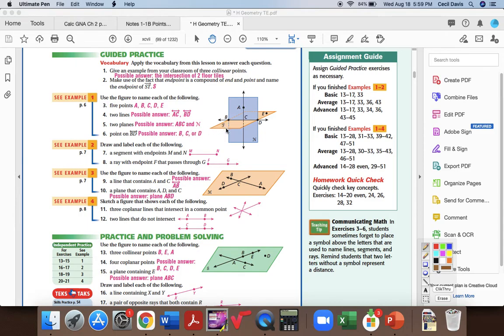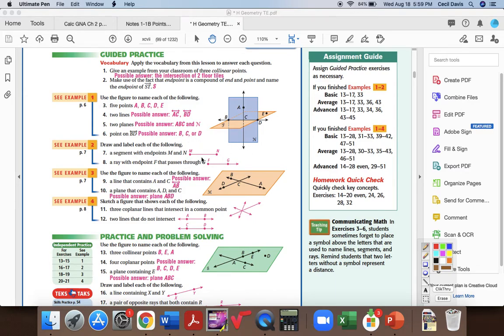So the other plane is plane F. What if you wanted to name it by 3 points? Well, you have to name 3 non-collinear points. So you could name E, D, and B, for example, or C, D, and E. That would name this plane also. All right, point on BD, well, you could name B or D, or point C is also on there. Any one of those would be fine.